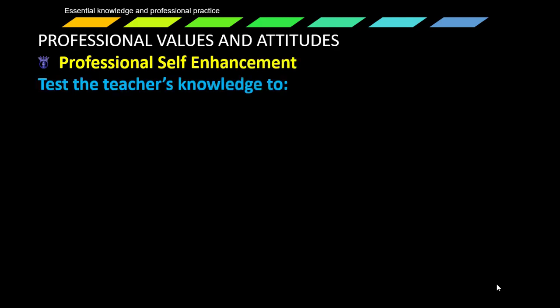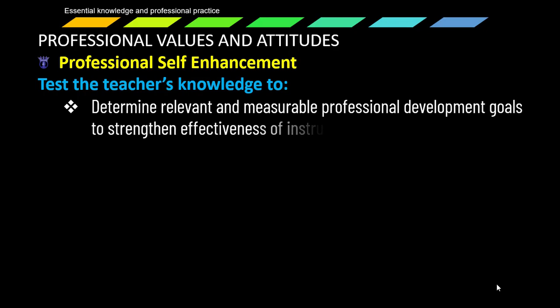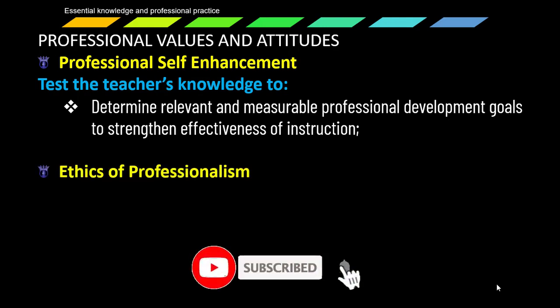Now, this particular site tests the teacher's knowledge to actually, number 1, determine relevant and measurable professional development goals to strengthen effectiveness of instruction. Now, that is all under that one. Now let's look at the second aspect under professional values and attitudes. Now the ethics of professionalism.